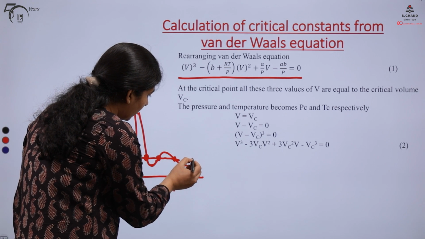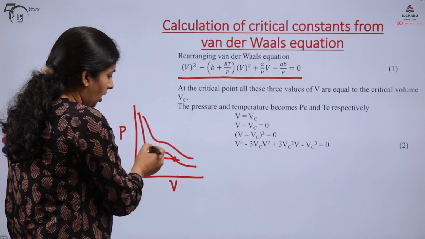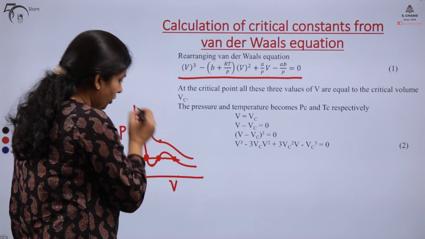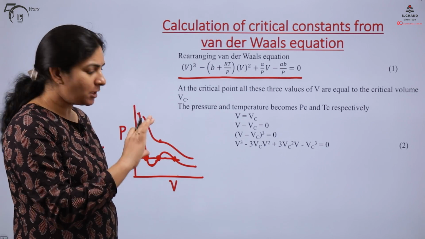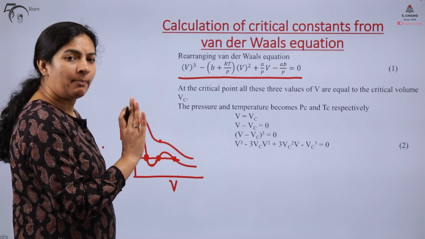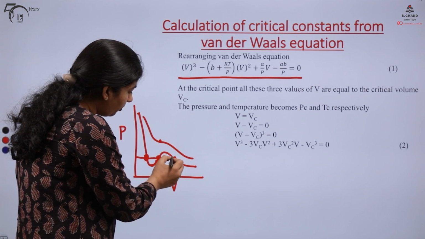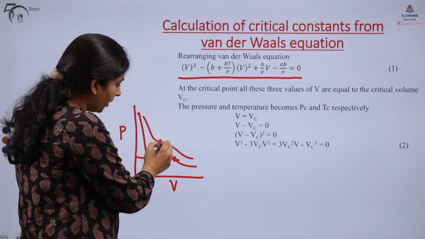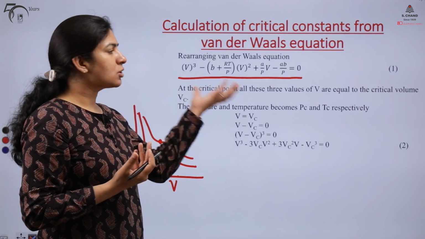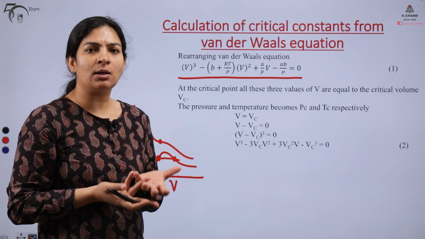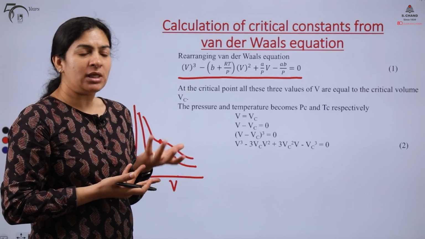Now, what will happen at critical temperature? At critical temperature we have already defined that this horizontal portion will squeeze to a point. So what will happen mathematically? Just look at it as a mathematical problem, not as a chemistry problem. These 3 points are merging into a single point. So what does it mean? It means the roots of this cubic equation are all the same, equal roots.